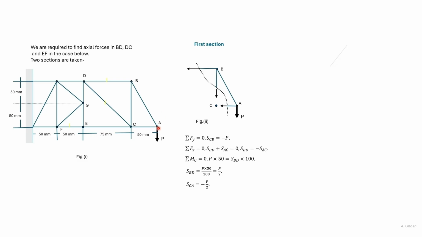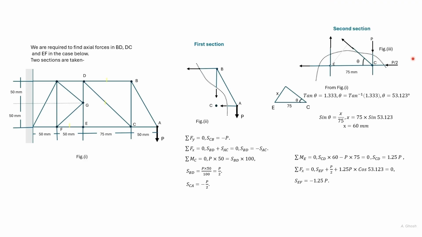We take a second section through the two bars we have already considered, so AC and BC, and through the bars we need to consider, that is CT and EF. So this is the section. So we'll consider the equilibrium of this section and find the forces in the two other bars that we are required to find.